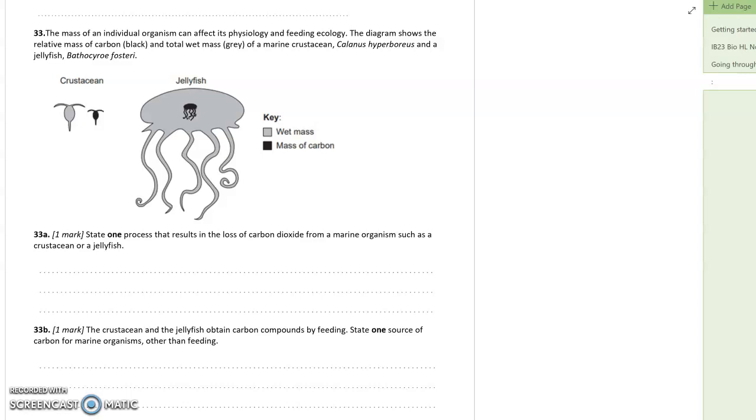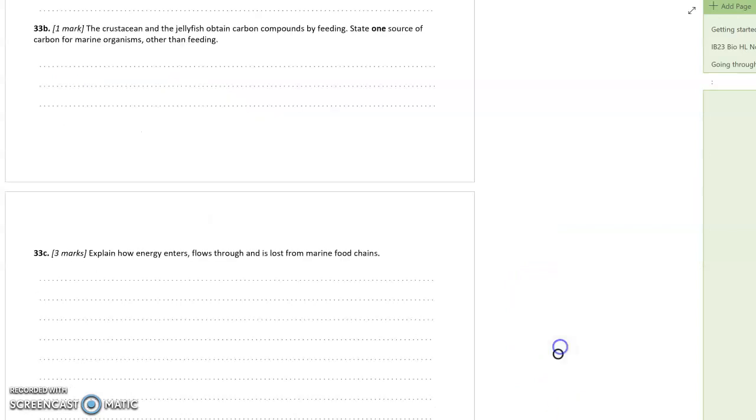In the first question, it says state one process that results in the loss of carbon dioxide from a marine organism such as a crustacean or jellyfish. So that would be respiration or gas exchange. Not breathing, because breathing is a different thing. That's the mechanics.